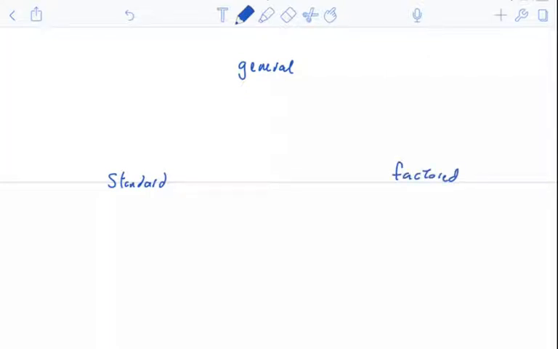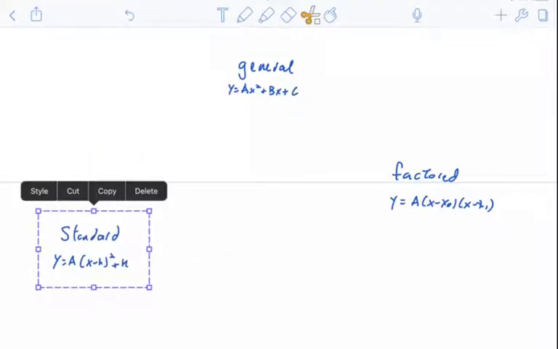General form is ax squared plus bx plus c. Standard form is a(x minus h) squared plus k, and factored form is a(x minus x0)(x minus x1). Okay. So there are 3 different forms that our polynomial can take.